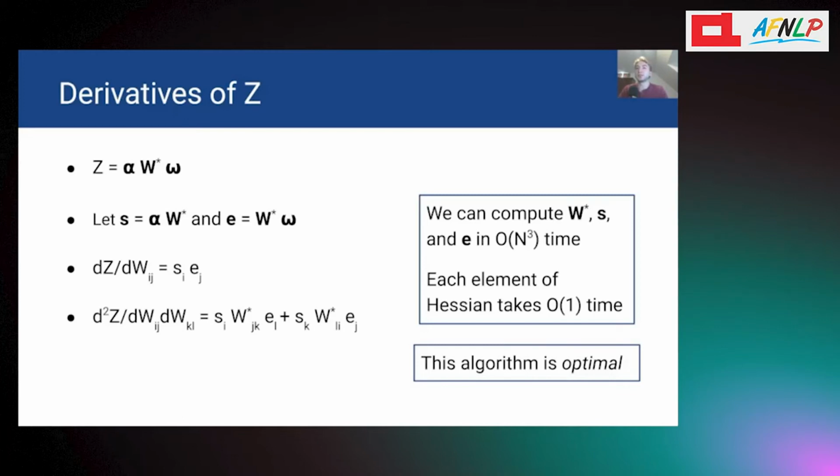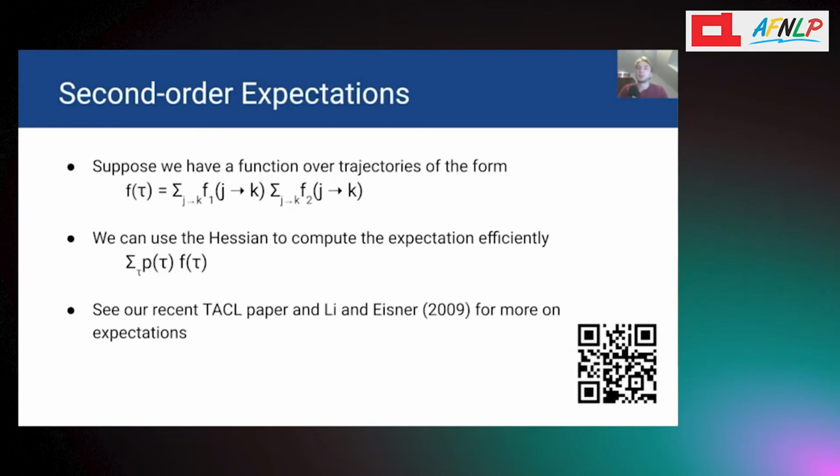I will next briefly discuss extending this approach to higher order derivatives and the use of the Hessian in finding second order expectations. One application of finding the Hessian is for second order expectations. Briefly, a second order function of a trajectory is one which is the outer product of two functions which decompose additively along the transitions. Some examples of this are the covariance matrix or the gradient of entropy or risk.